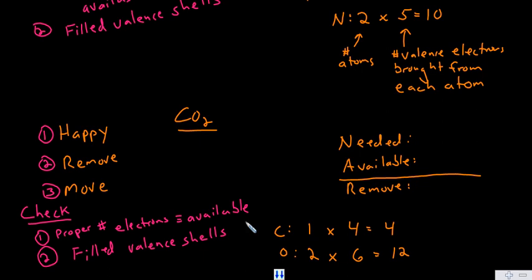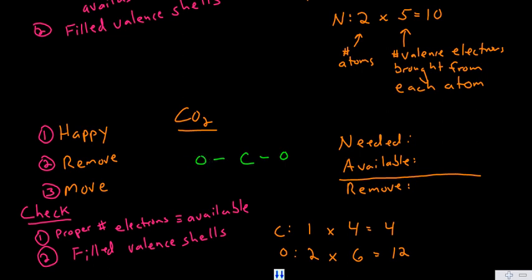We can also follow the same procedure for carbon dioxide. So, draw first a happy structure. So, put carbon in the center. It's the least electronegative of them, so it goes in the center. And then you put oxygen on the outside.